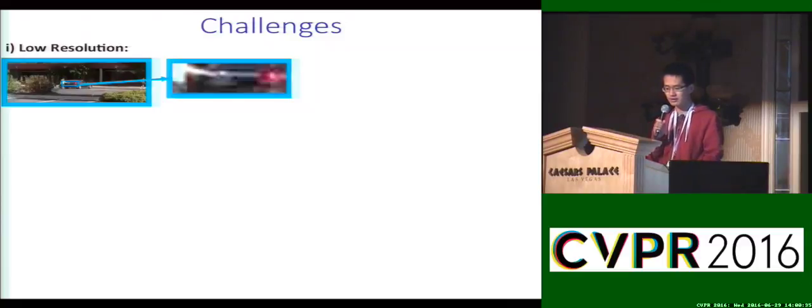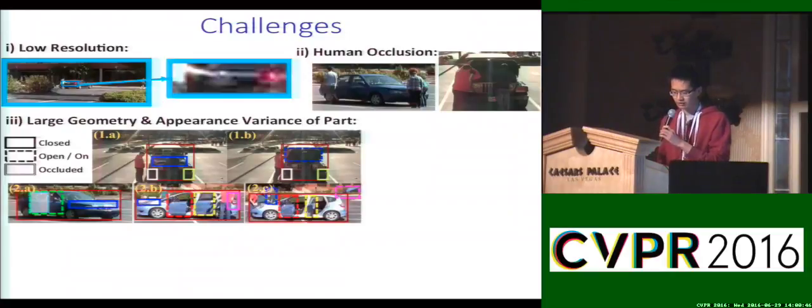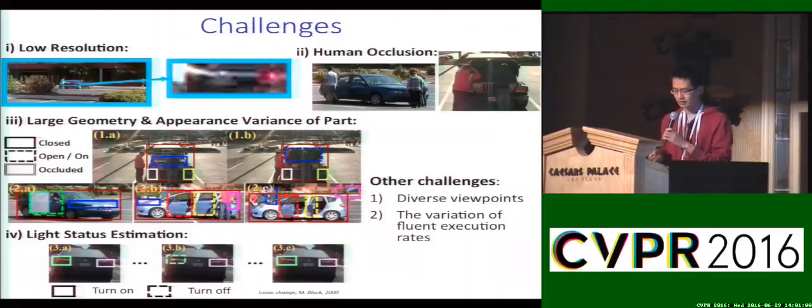And there are several challenges in car fluent recognition. The first is low resolution. The second is human occlusion. And third is the large geometry and appearance variance of car paths. And the fourth is the less status estimation. Besides, there are also other challenges, for example, the diverse viewpoints and the variation of fluent execution rates. By fluent execution rates, we mean the duration of the car fluents, for example, the duration of opening the car door.